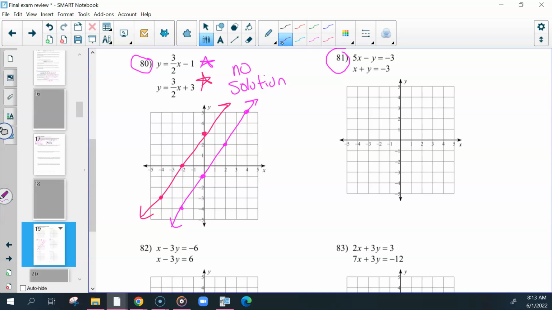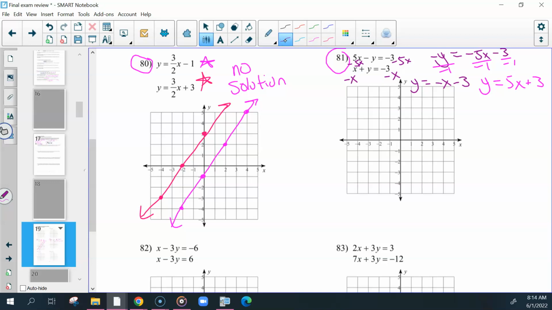If we had something like 81, we would need to solve both of these, get them both in slope-intercept form. So I'm going to kind of do them simultaneously. Subtract 5x from the first one, subtract x from the second one. So -y equals -5x minus 3. And y equals -x minus 3. Second one is solved. The first one, we still need to get rid of this negative by dividing everything by -1. So y equals 5x plus 3.